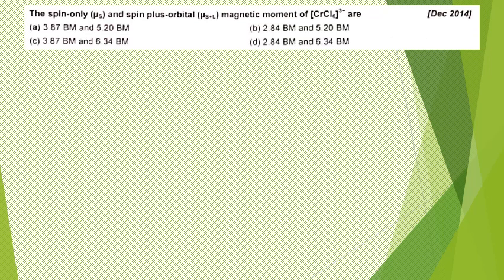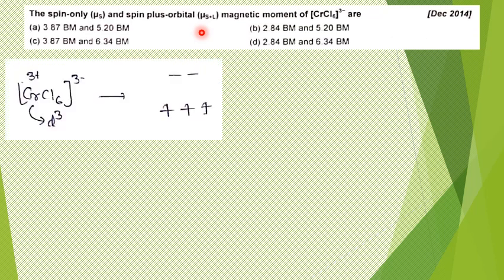Okay, next one. What they have done here is they have asked for this [CrCl6]3- complex. They have asked for both the spin only mu_s as well as mu_(L+S). So both the magnetic moments they have asked. How can it be calculated? First thing, same, we should just find out the number of unpaired electrons, and the number of unpaired electrons will come to 3. So Cr is in 3+ oxidation state.